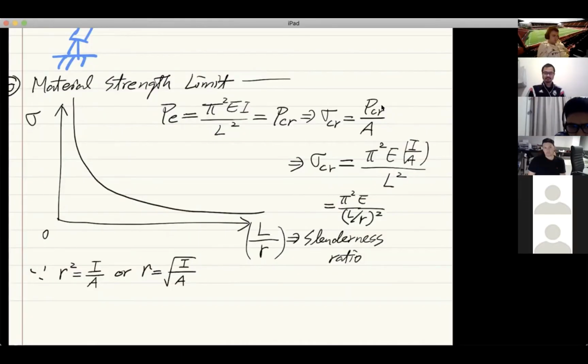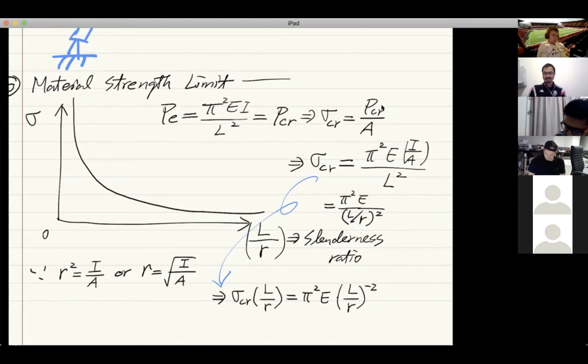So the relationship between critical stress and slenderness ratio is actually this. And you can move this thing to here, and rewrite it again. And we're going to have sigma CR as a function of slenderness ratio to be what? To be just the expression over there: pi squared times E times L over r to the power of what? -2.